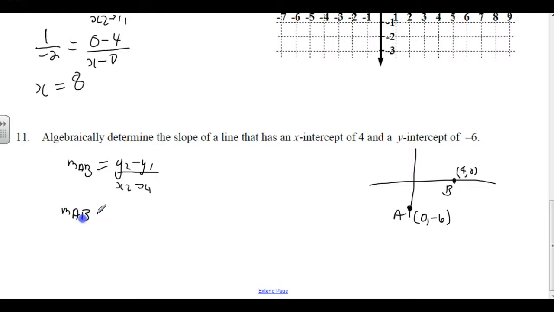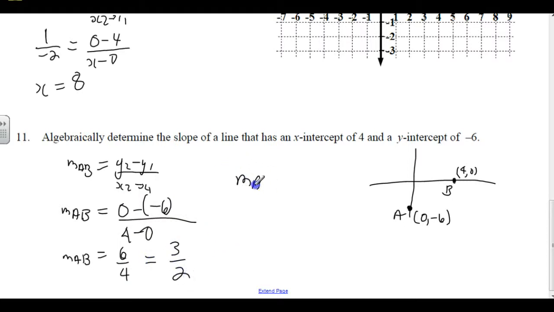Okay, slope of AB, so what are we going to do? I'm going to go 0 minus negative 6 over 4 minus 0. So the slope of AB is 6 over 4, which is 3 over 2. So slope AB is 3 halves. And we know this is a positive slope. We can see from the line that it goes up to the right.